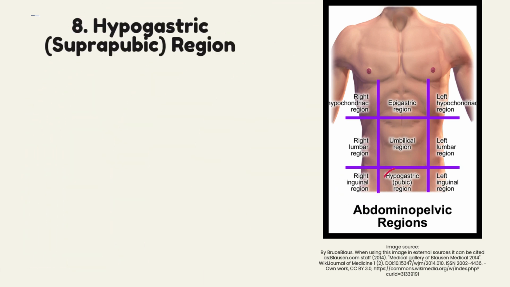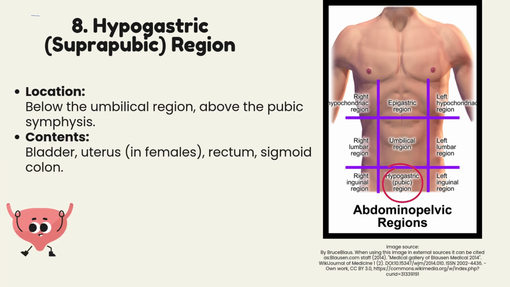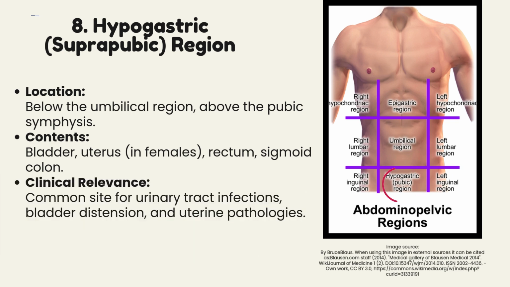Number 8. Hypogastric region, also known as the suprapubic region. It is located below the umbilical region, above the pubic symphysis. It consists of the bladder, uterus in females, rectum, and sigmoid colon. It is a common site for urinary tract infections, bladder distension, and uterine pathologies.